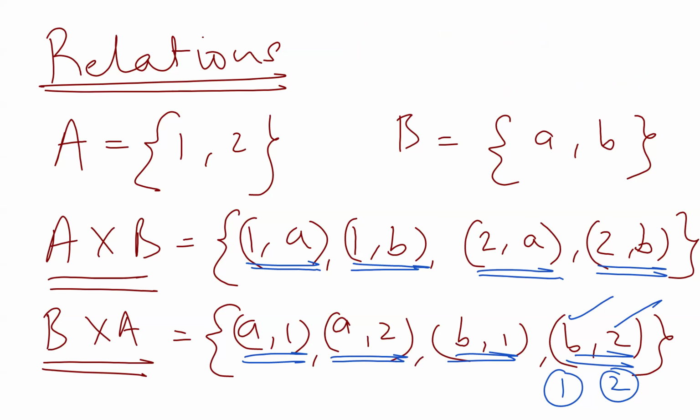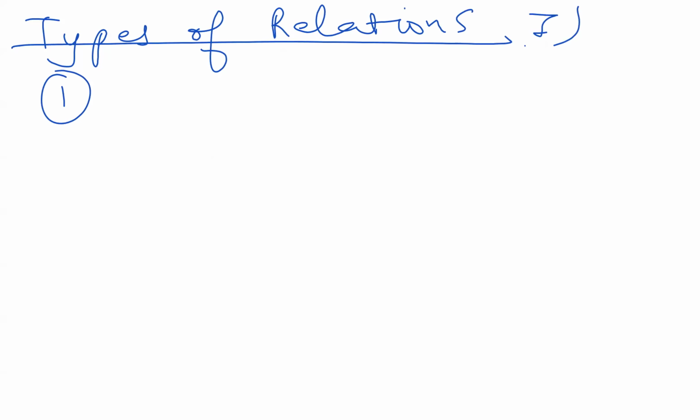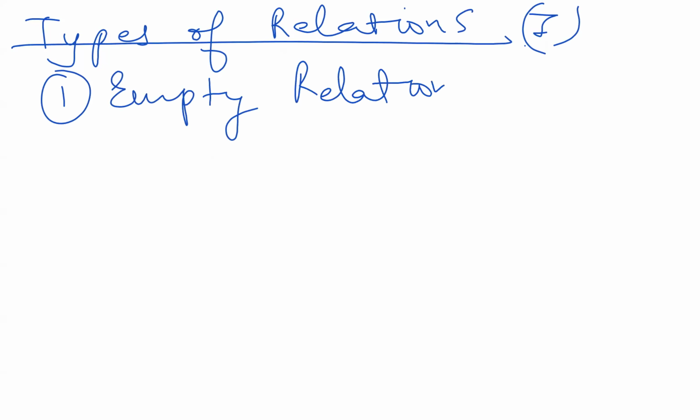So let us understand the types of relations. There are two categories of types of relations. So the first category, empty relation. Now, first of all, in the previous slide, I said that a relation is a non-empty subset of a Cartesian product. But then here I would like to contradict myself by giving an example.